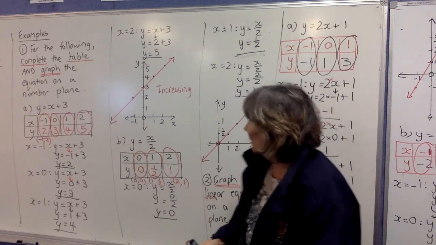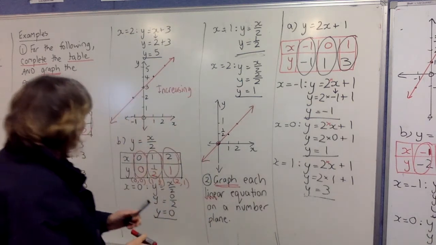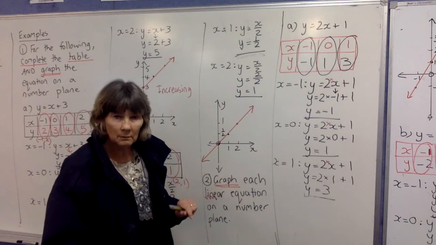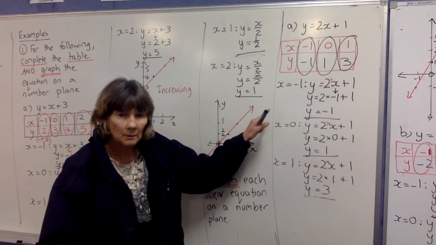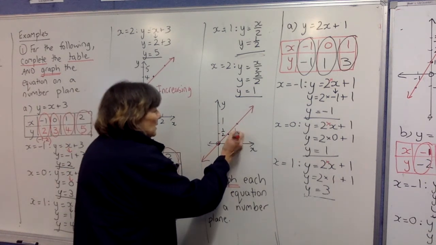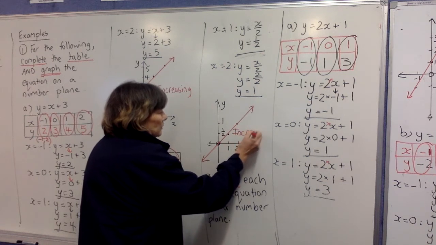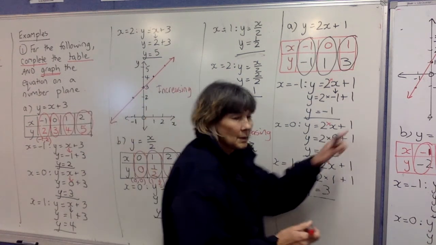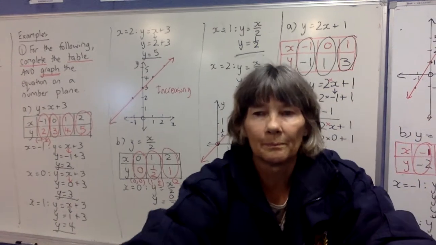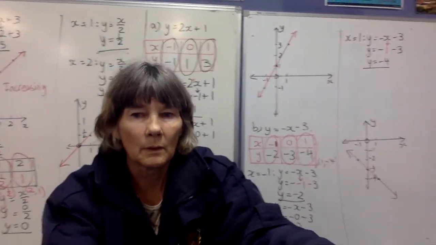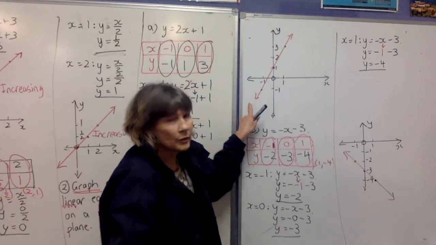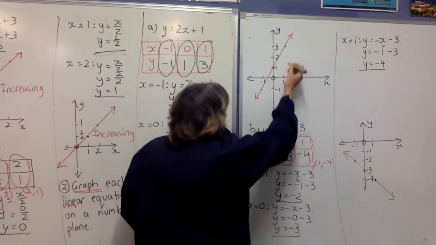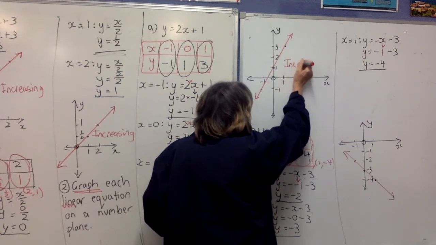Okay, let's look at the next one. The next one we did was this one. As you look at it from left to right, look what it's doing. It's going up. It's another increasing graph. Let's look at the next one. This was our next one. Okay, as you look at this one from left to right, what's it doing? It's going up. So it's another increasing graph.